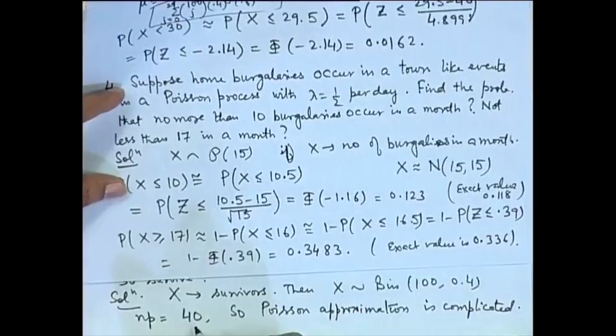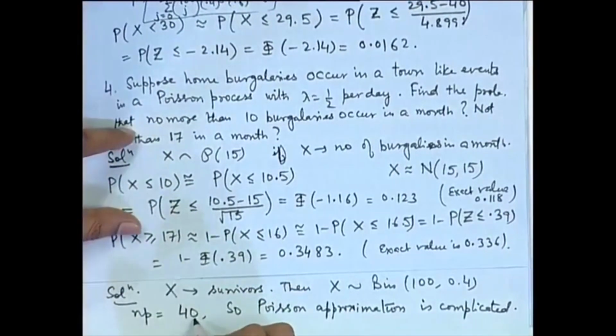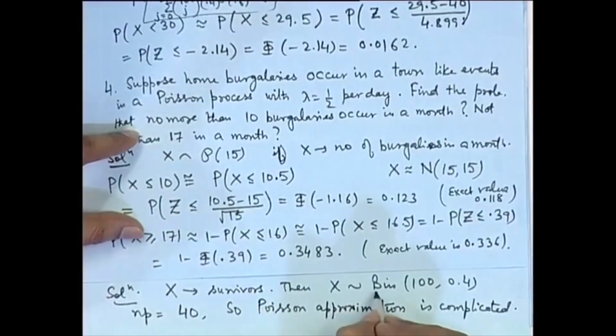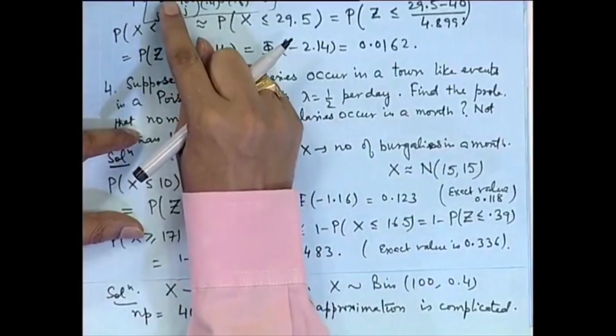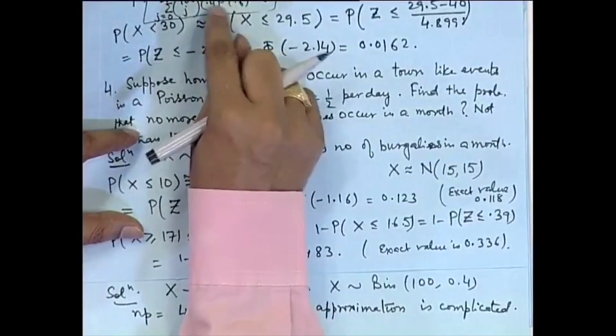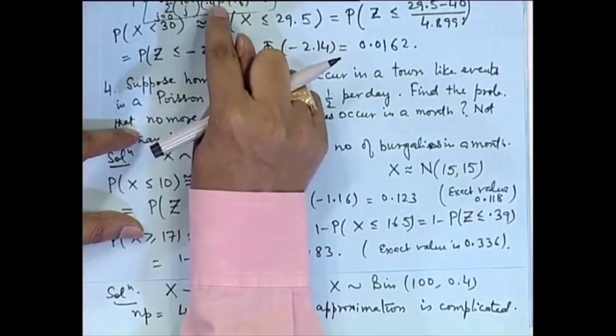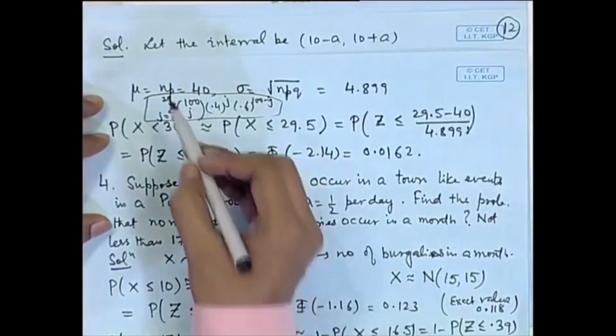If we try to look at np equal to 40 and we want to use Poisson approximation, then that will also be very complicated, because that will involve the same summation e to the power minus 40, 40 to the power j by j factorial, which again involves large terms here. So, in place of that we will use the normal approximation.